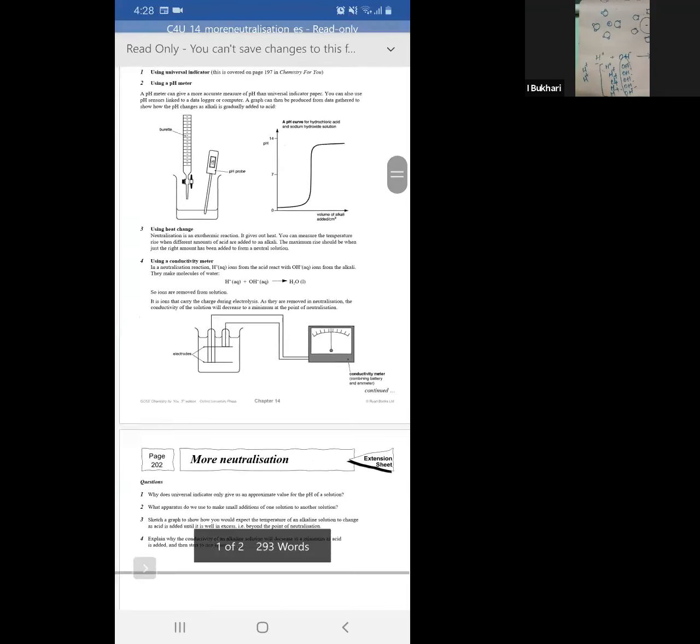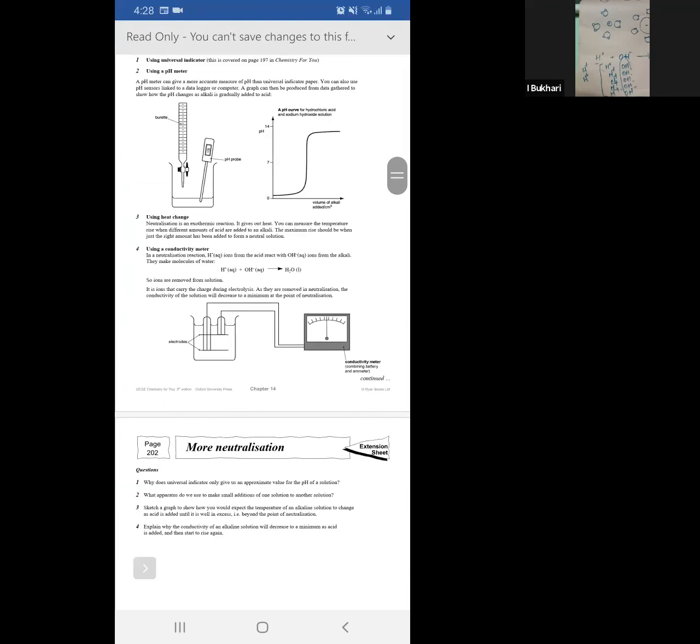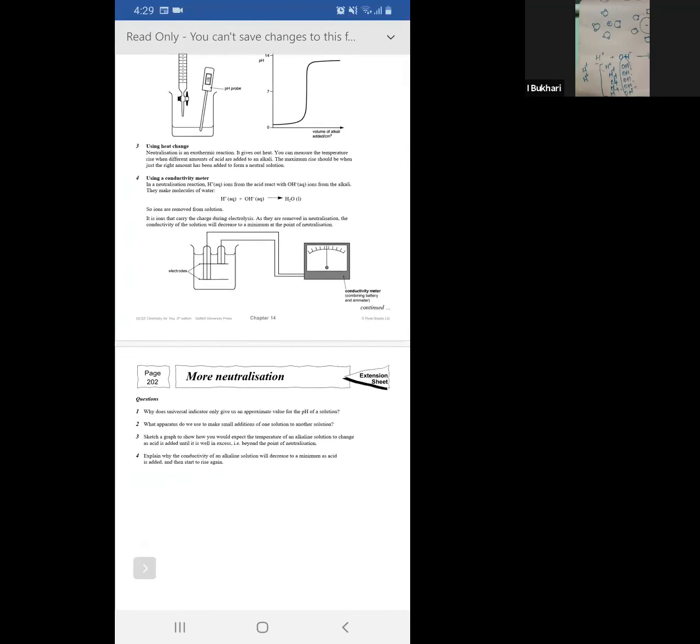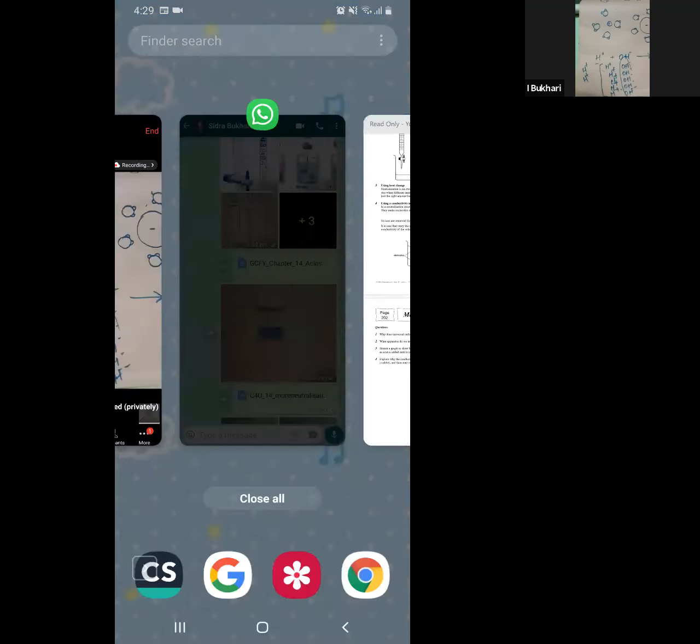Okay, let's move on. Now, what's the fourth way of following a neutralization reaction? By using a conductivity meter. As the name suggests, we will measure the conductivity of the solution. Now, why are we following the conductivity? What is responsible for the conductivity of any substance? Who will tell me? What is responsible for conductivity of anything?